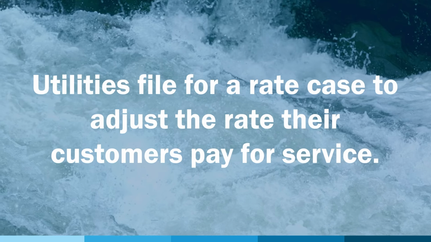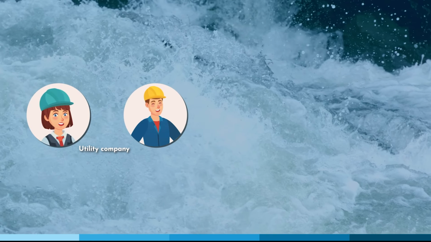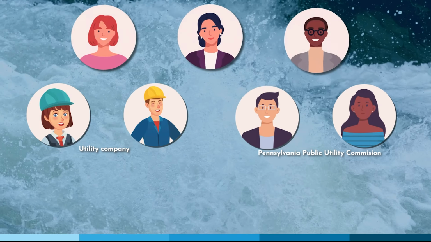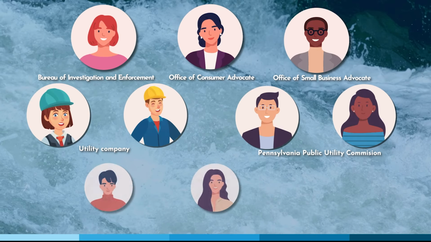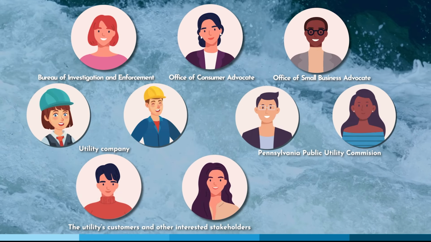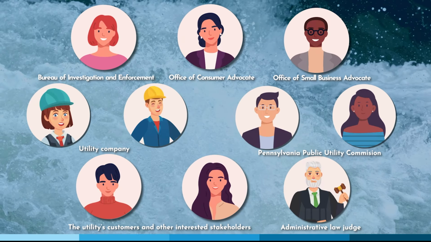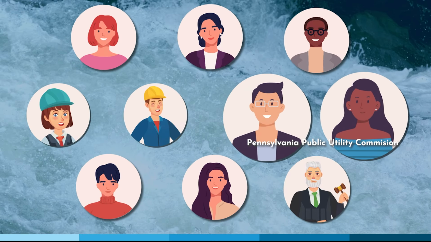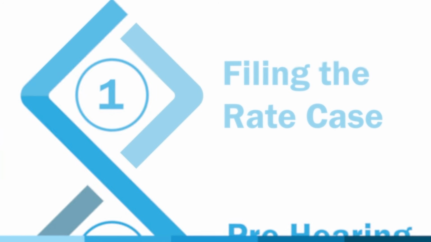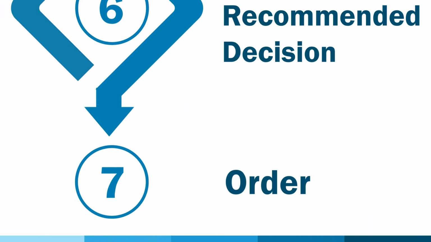To recap, utilities file for a rate case to adjust the rate their customers pay for service. The utility company, the Pennsylvania Public Utility Commission, the Bureau of Investigation and Enforcement, Office of Consumer Advocate, Office of Small Business Advocate, the utilities customers, and other interested stakeholders, and an administrative law judge are involved throughout the process. To ensure the rates are just and reasonable, the PUC makes the final decision over any rate changes and when they will go into effect. Every time we adjust our base rates, we undergo this process to ensure that our customers are paying an appropriate price for their service.